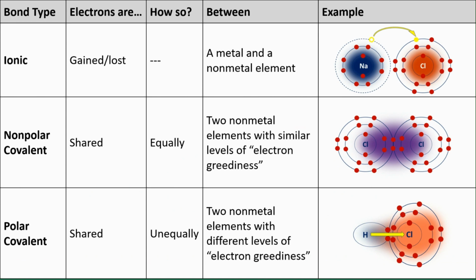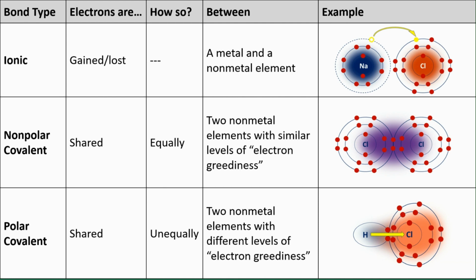So to summarize, we have three types of bonds that are formed between atoms when they become molecules. In ionic bonds, electrons are lost from one atom and gained by another. And these types of bonds occur between an element that is a metal, which gives up its electron, and a nonmetal, which receives it. Covalent bonds involve two nonmetals sharing their electrons, and there are two types.